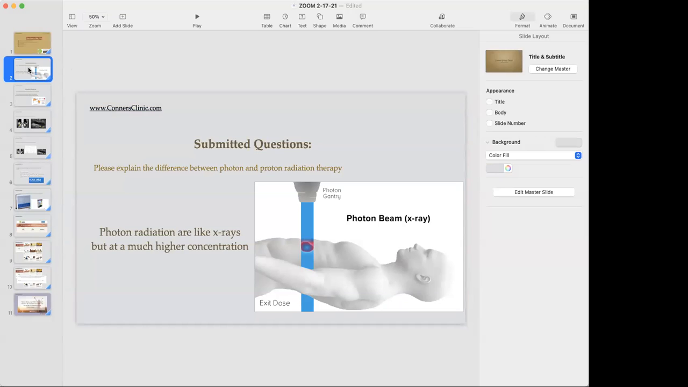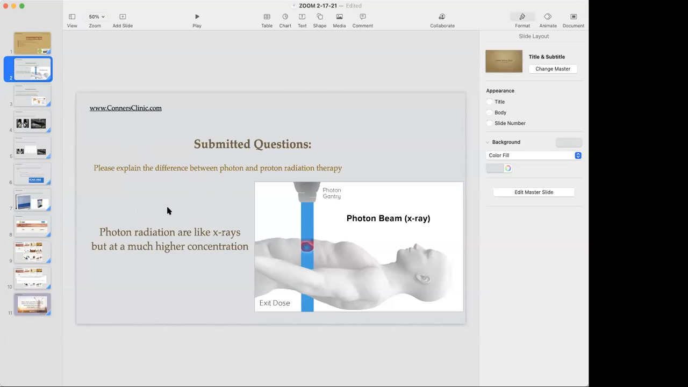So here was a question. Please explain the difference between photon and proton radiation therapy. Very confusing. Well, the biggest difference is there's just one letter difference. Okay, no, never mind. So the difference in photon beam and proton beam.